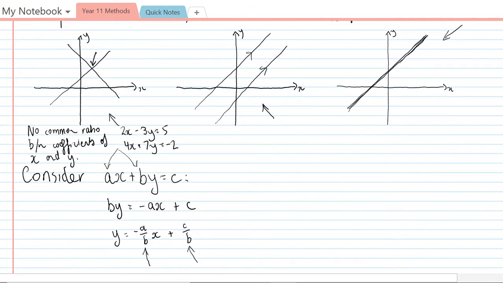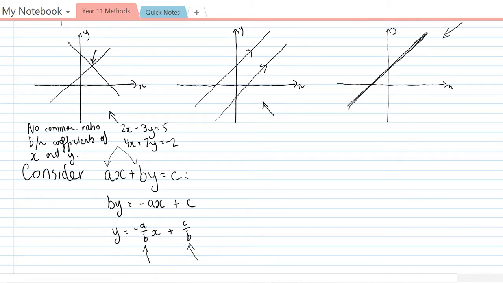Now, to have no solutions, they need to have a common ratio between the coefficients of x and y. So that's going to give them the same gradient, but we want the y-intercepts to be different, so we don't want the ratio between the c and b values to be the same. So in this case, I could have two equations like, perhaps I'll write that first. So here it was a common ratio between a and b, but not b and c.